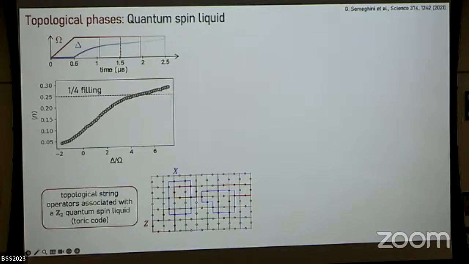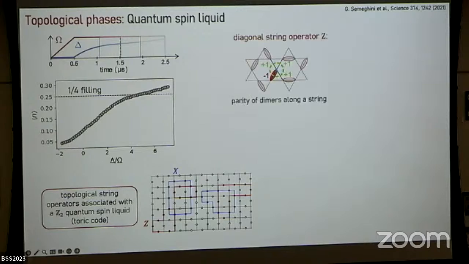So we have two types of topological operators, of string operators. One is Z and one is X. So the Z operator is defined like this. You have this string that crosses the links of the Kagome lattice. So it crosses the position of the atoms. And along this string operator, you're measuring the parity of dimers along the string. So the idea is every time you cross a link where there is a dimer, you get a -1. Every time you cross a link without anything, you get a +1.